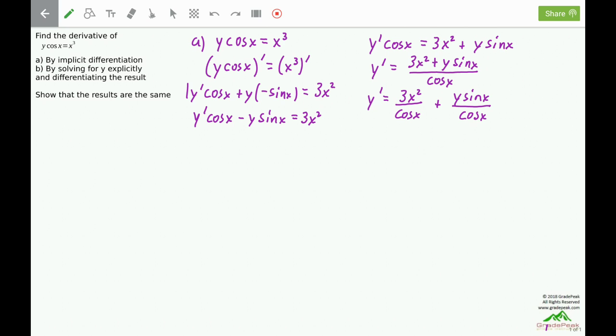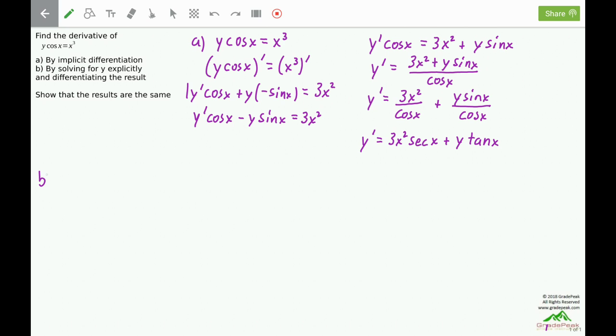This can simplify the look of it because having a cosine of x in a denominator can turn into another trig function. The first term, we have 3x squared and then a 1 over cosine of x, which can be replaced with secant of x. And in the second term, we have y times sine x over cosine of x, which can be replaced with a tangent of x. And there's an optional way to write the resulting derivative y prime.